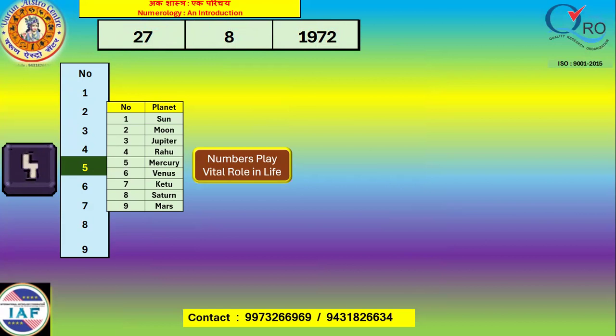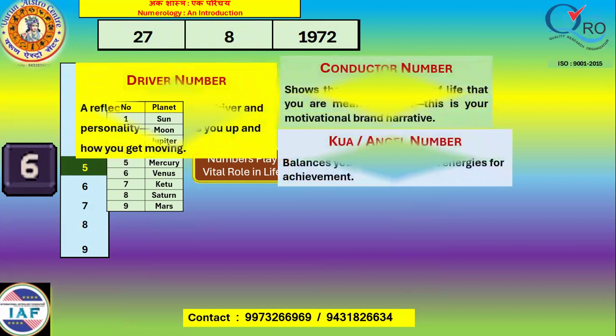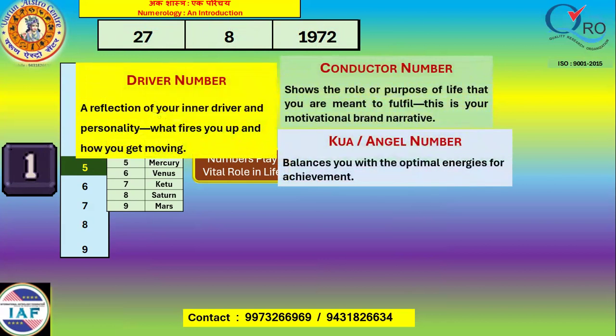There are the driver and conductor as well as the angel number. The angel number is calculated by converting the year into a single digit, and for a male it is subtracted from 11, for a female it is added to 4. One more number is the achievement number. This is derived by adding the date and month and converting them into a single digit.